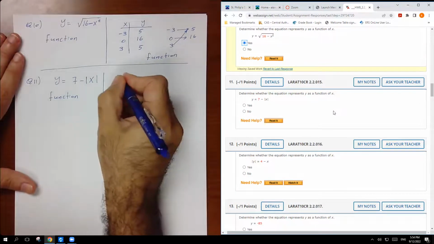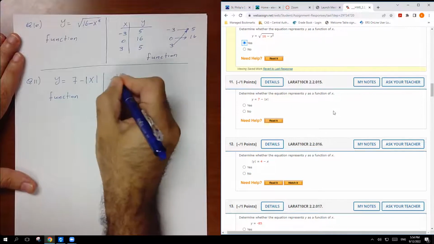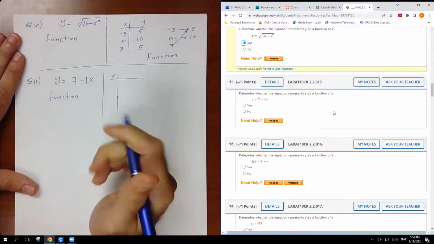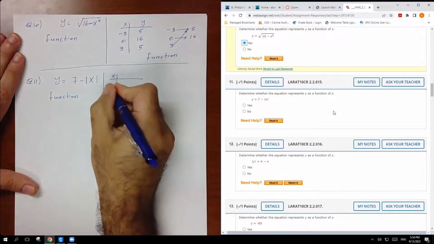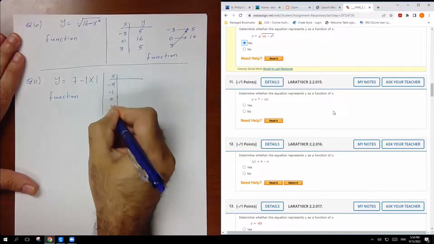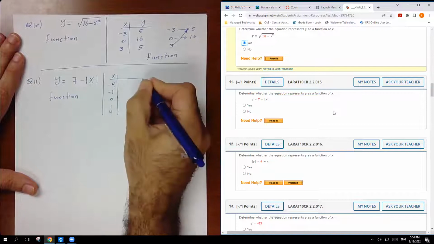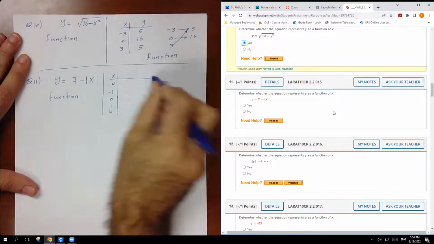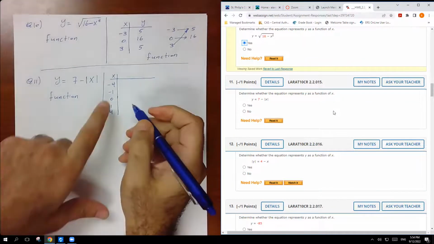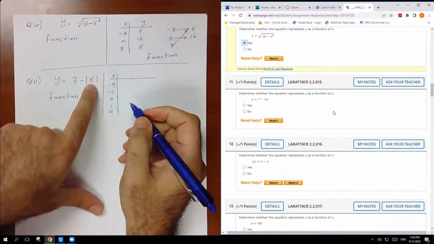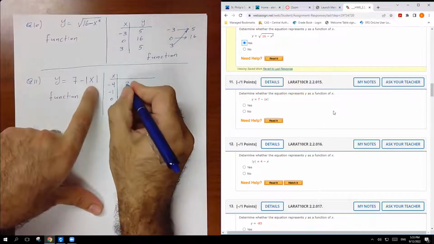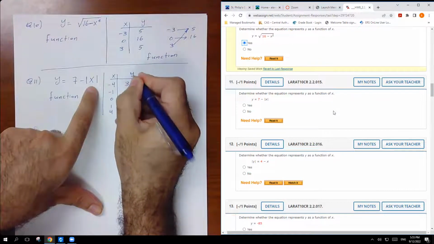Let's create a small table, x, and find the y. I'm going to choose -4. I can choose -1, 0, 1, 4. This time I choose more than one point, and let's plug these points into the function. Plug in -4 here. The absolute value of -4 is going to be 4. So 7 minus 4 is going to be 3. That means the first y value is a 3.